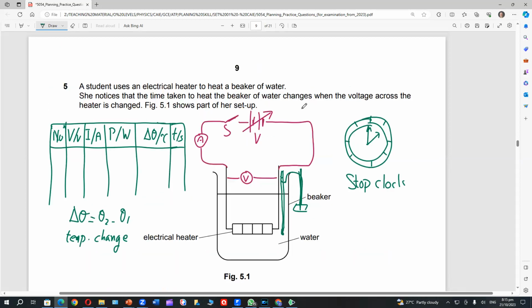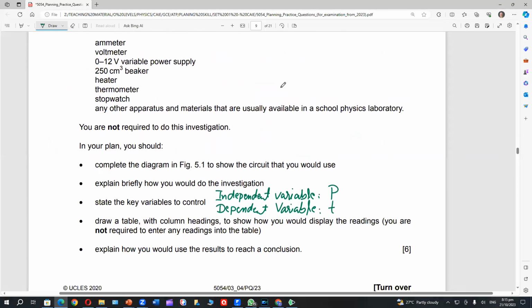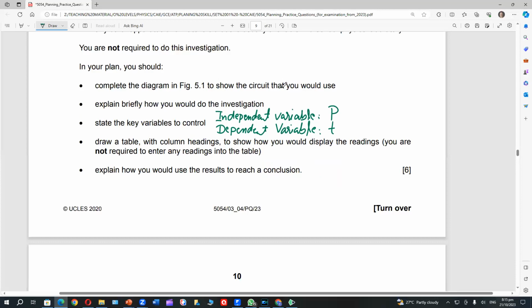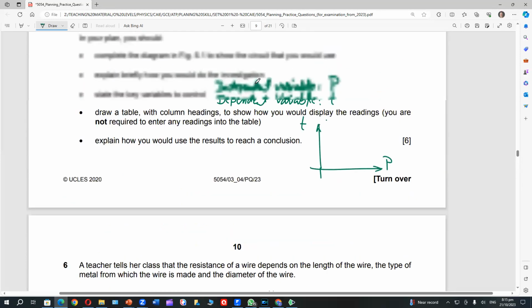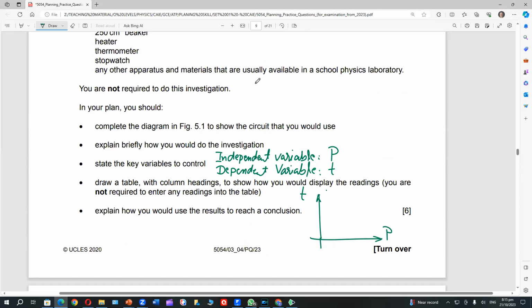So this is the procedure: we will arrange the apparatus as shown, and we will draw a graph of power against time.